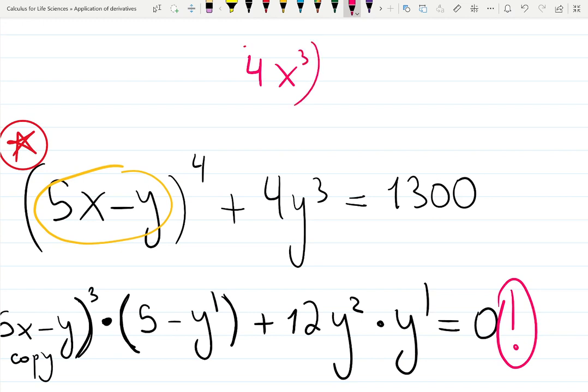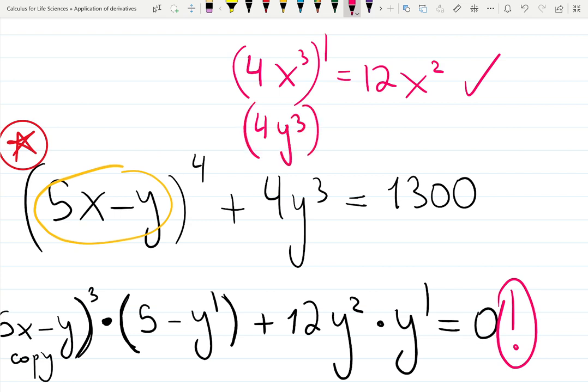4x cubed prime is 12x squared. Done. Because it's a simple input, no chain rule. But 4. Put an exclamation point. It's factorial now. No, when I circle it, it's not. Good point. Yeah.